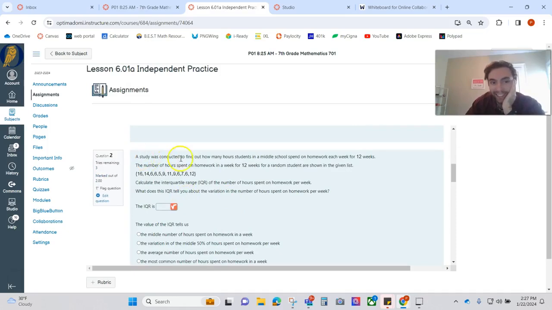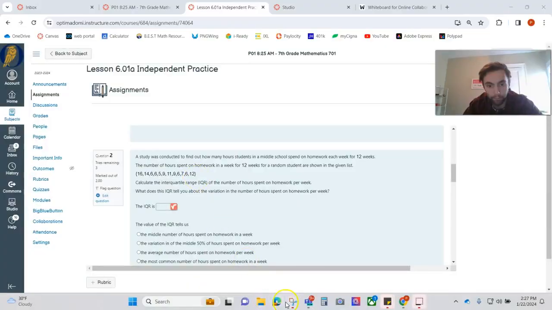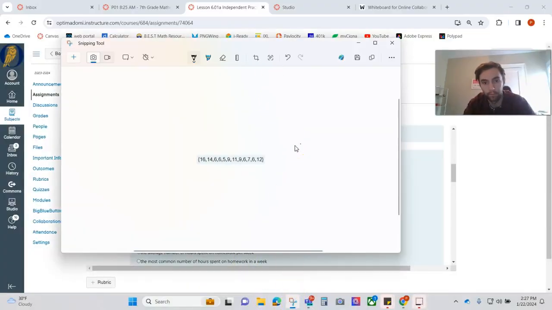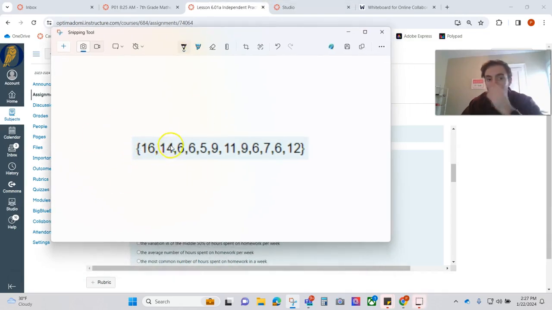Next question. A study was conducted to find out how many hours students in a middle school spend on homework each week for 12 weeks. The number of hours spent on homework in a week for 12 weeks for a random student is given. Okay, so I should have 12 numbers here. Calculate the interquartile range of these numbers, and then determine what that interquartile range means.